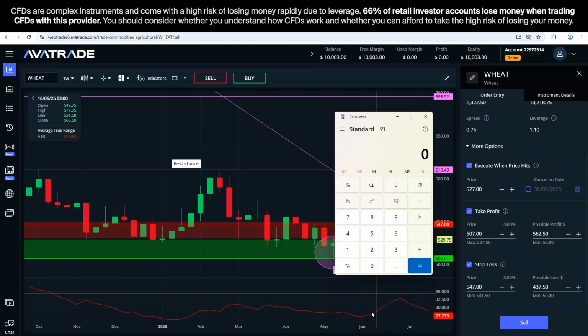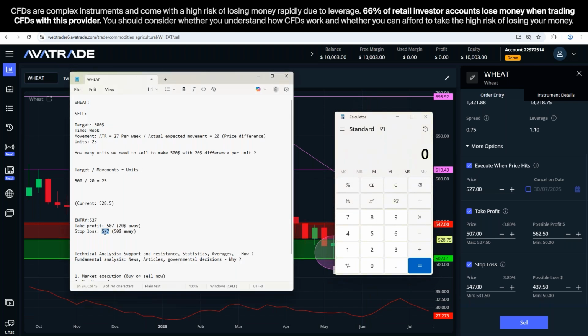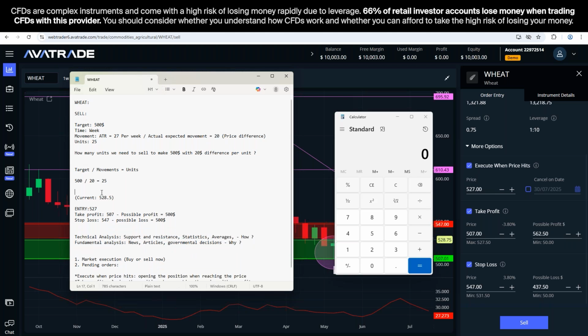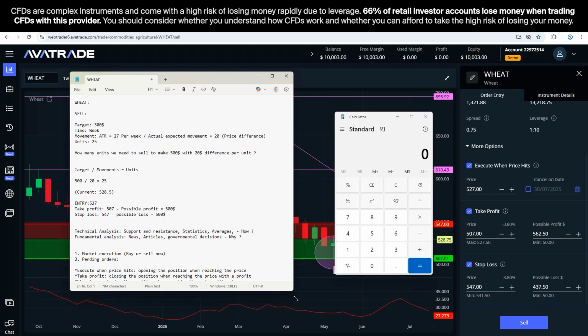Now we're also going to write it in our sheets, so we will be organized. 547. Now $20 away. This is also $20 away. No longer relevant. We're going to instead put the take profit in the stop, the possible profit. Possible profit equals 500. Possible loss equals 500. Of course, we're going to adjust this ratio. We don't have to stay like that as I wrote down.